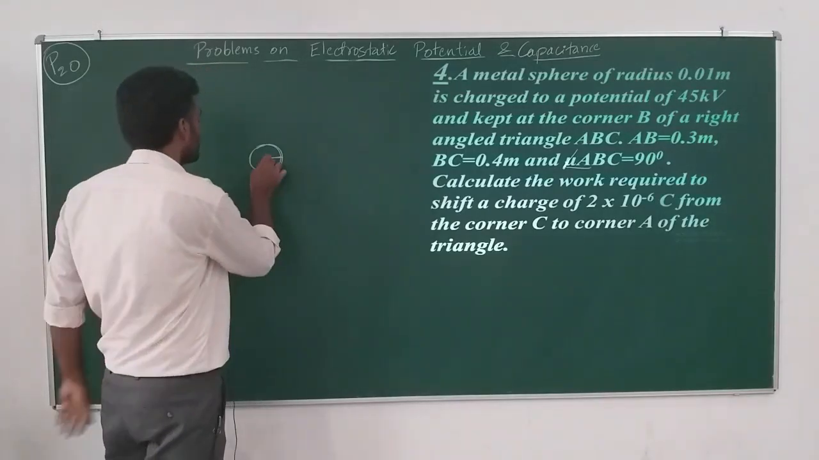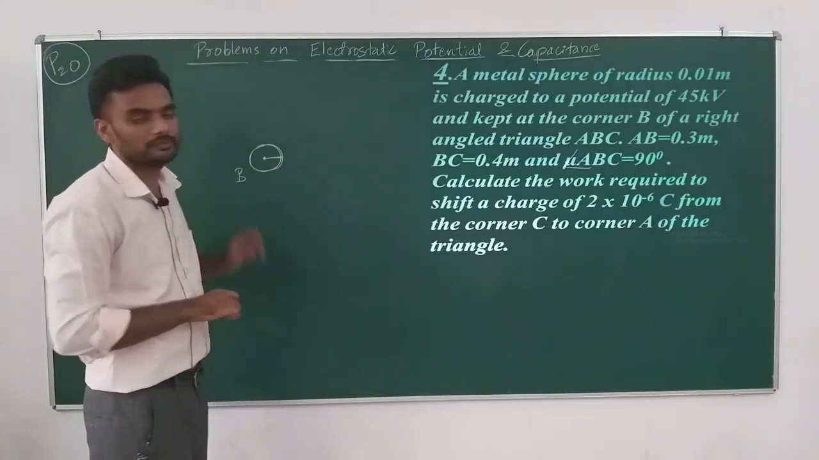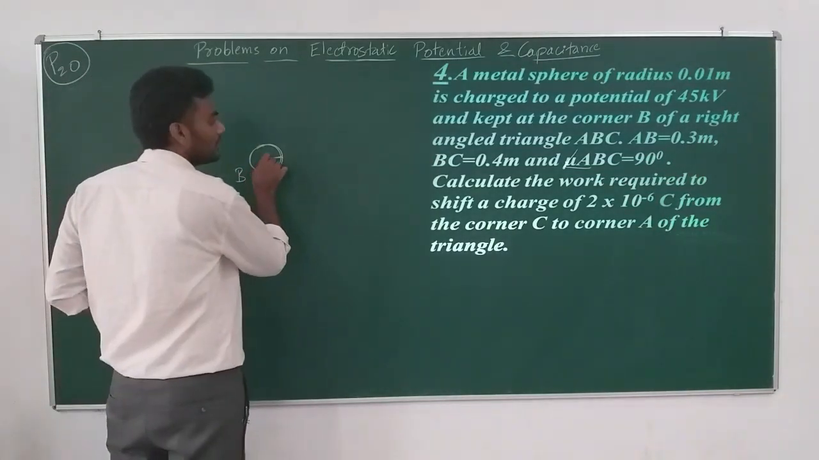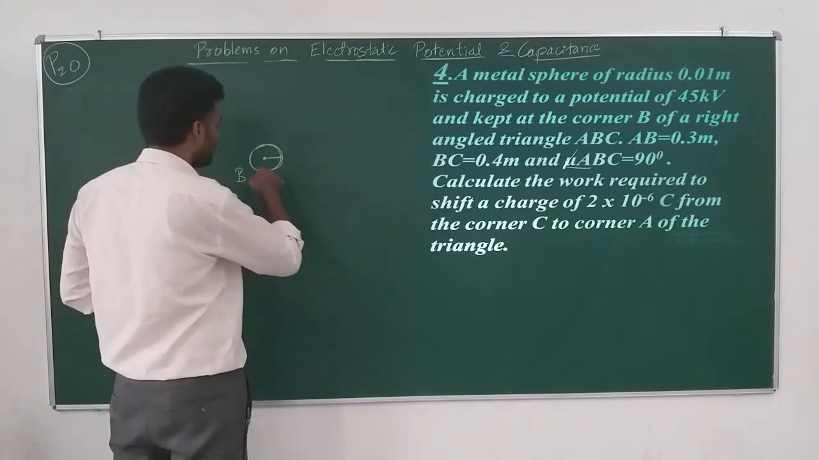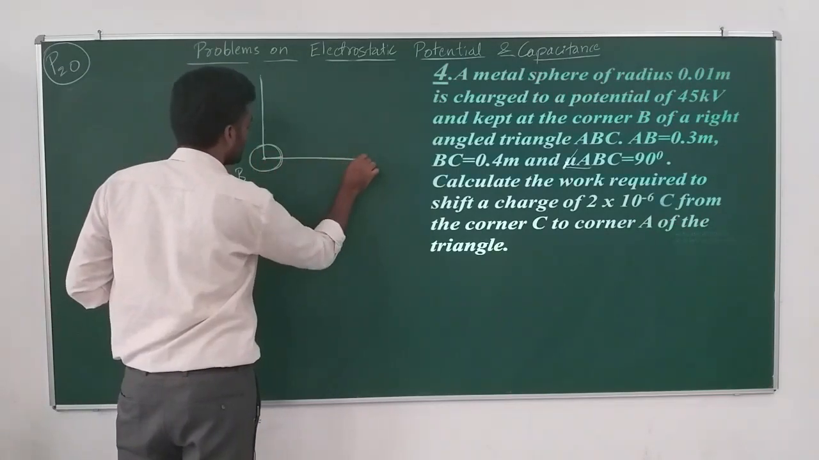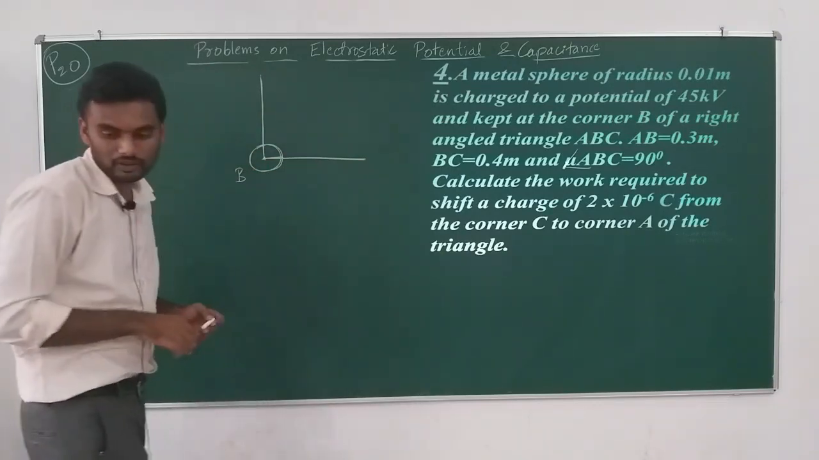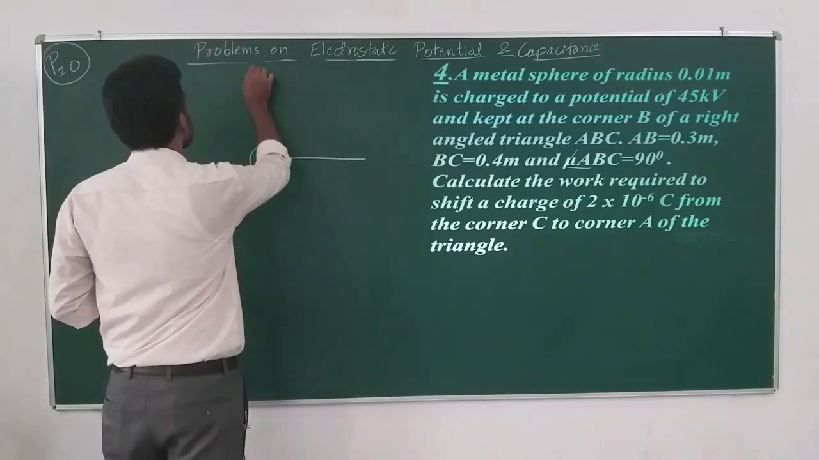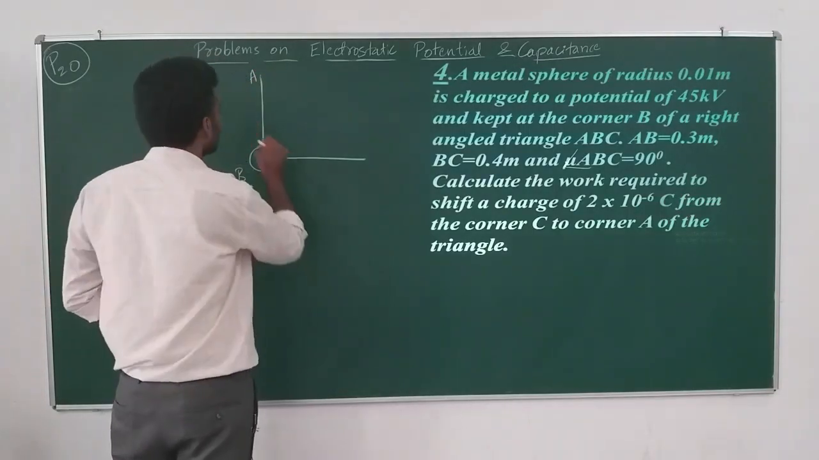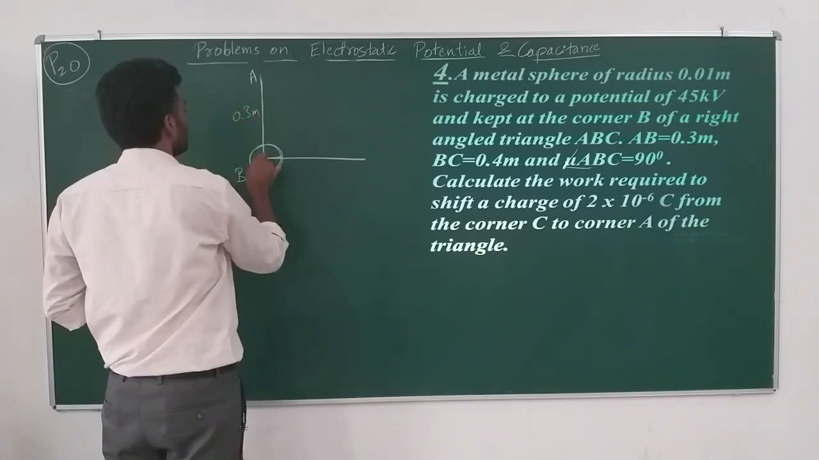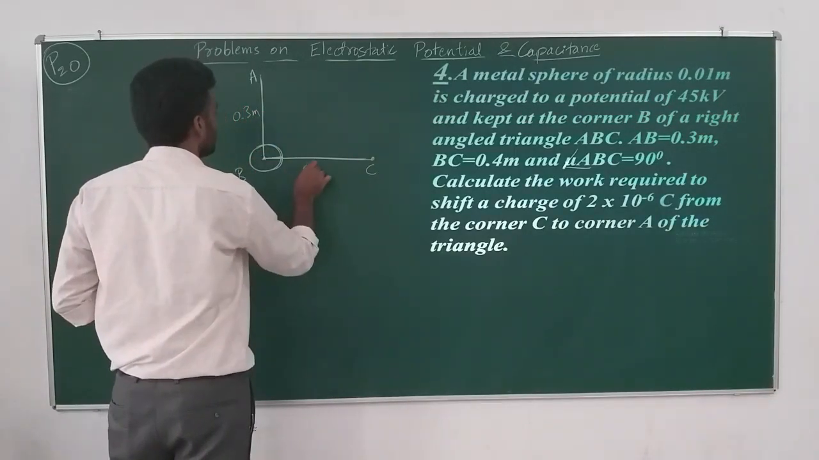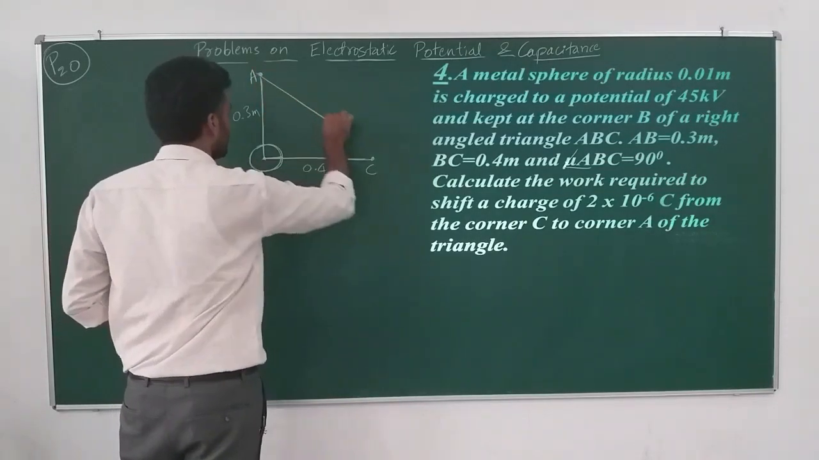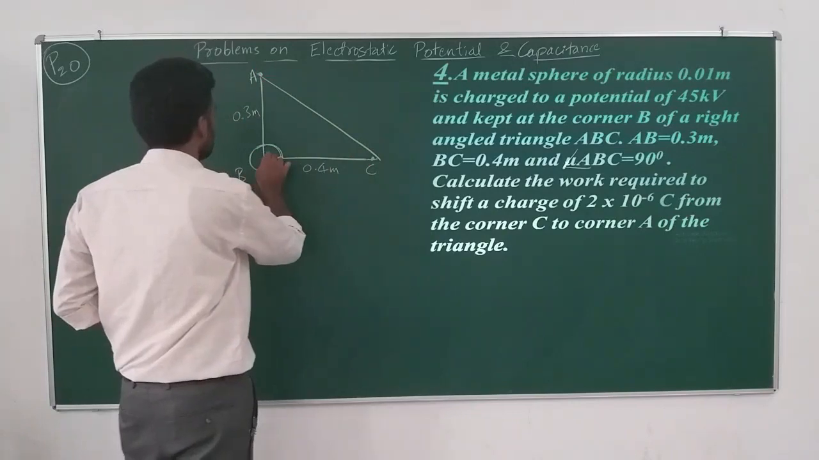This is kept at corner B. Let this be the corner B, and of the right angle triangle ABC, angle ABC is 90 degree according to the given data. Say this is ABC. AB is 0.3 meter, BC is 0.4 meter. These are the 2 points, and this is the triangle ABC with B as 90 degree.